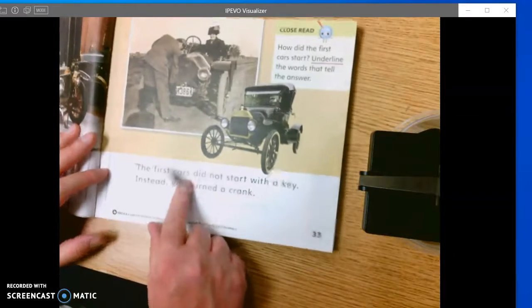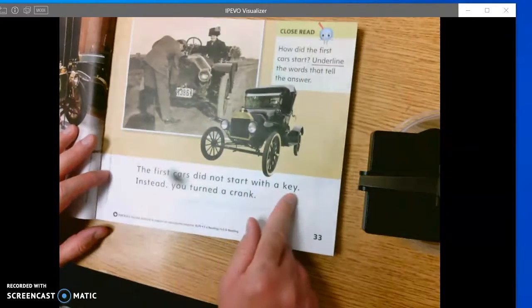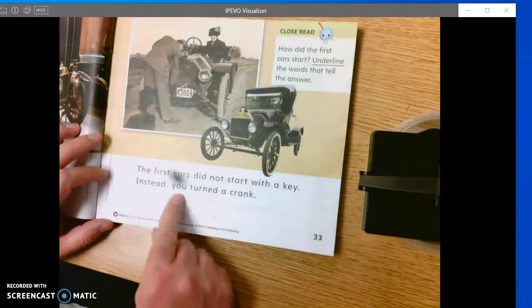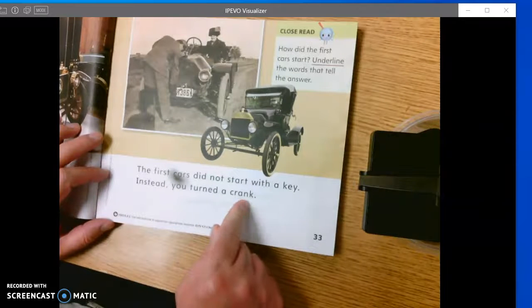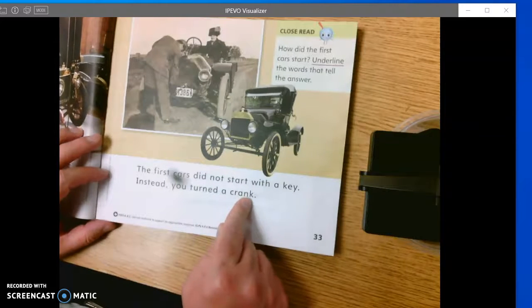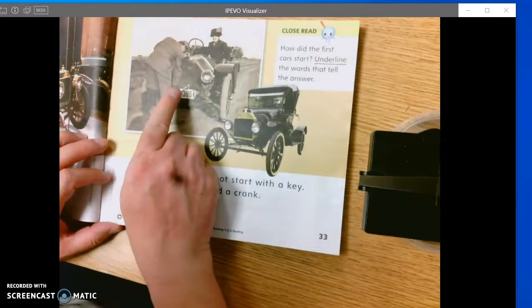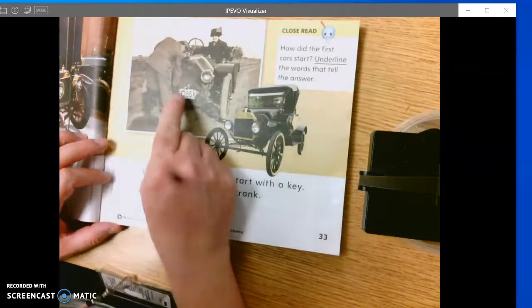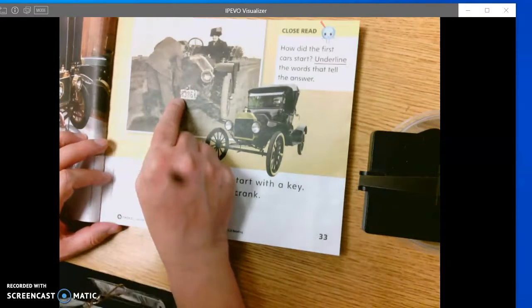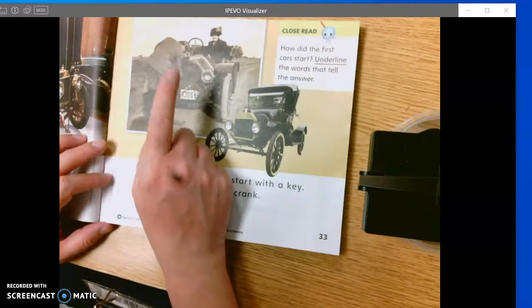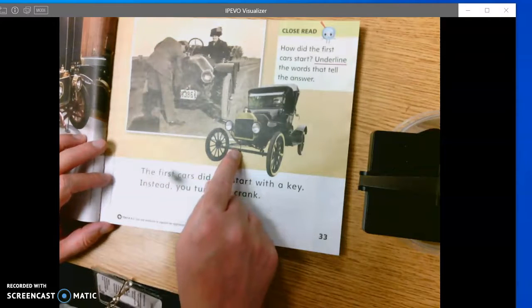The first cars did not start with a key. Instead, you turned a crank. Boys and girls, there's that word. Remember that vocabulary word, crank? If I look at the picture, I see a man and his wife, and he is turning a handle. Remember that is down right in front of the license plate. That is a crank, and I see it here as well.